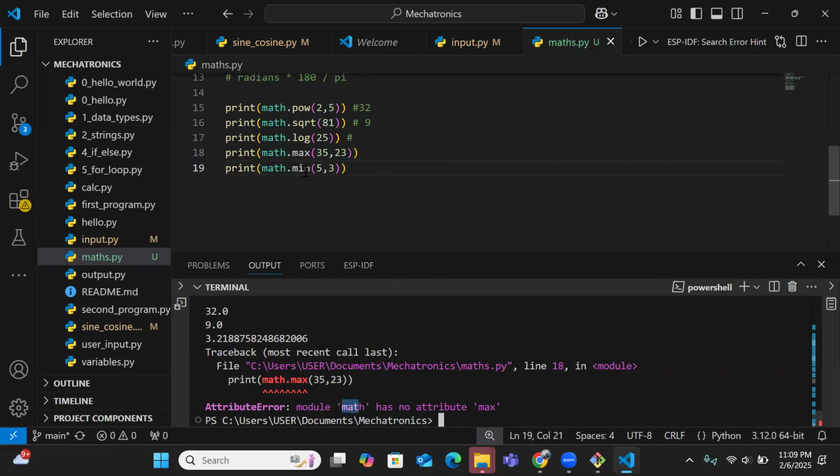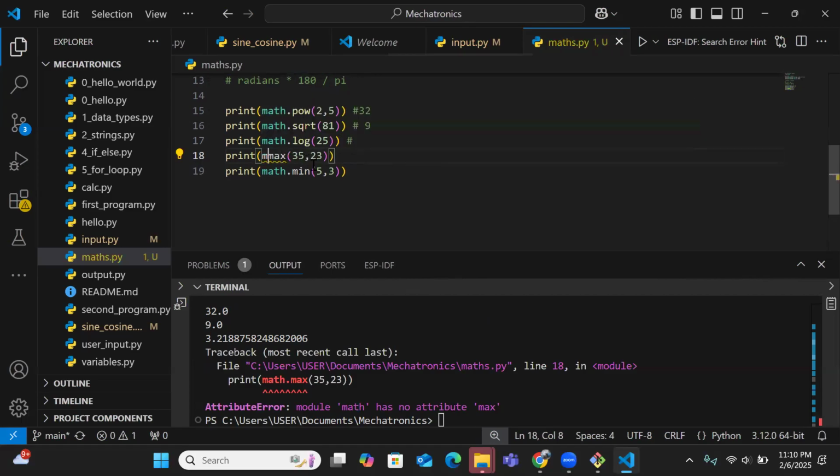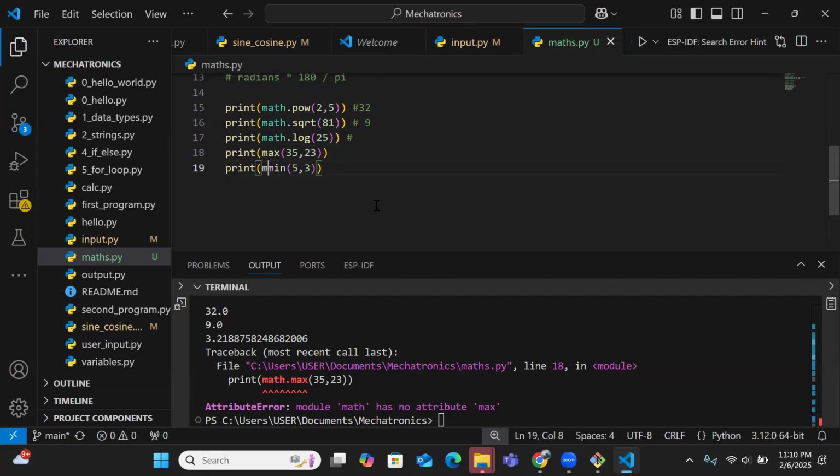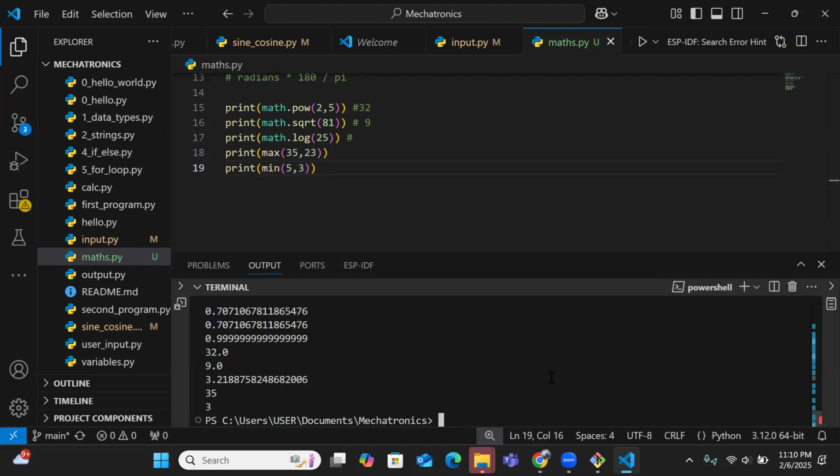Math has no attribute called max. I think there's something. No need to do math. It's just built in. No need to write math. It's built into Python. It's not from the math library.